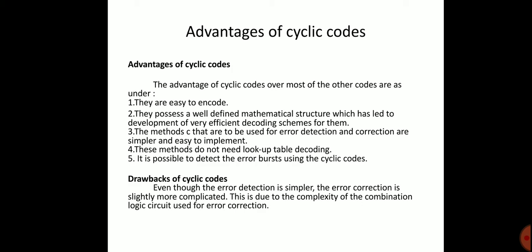And what are the drawbacks of cyclic code? Even though error detection is simpler, error correction is slightly more complicated. This is due to the complexity of the combination of logic circuits used for error correction in communication networks.